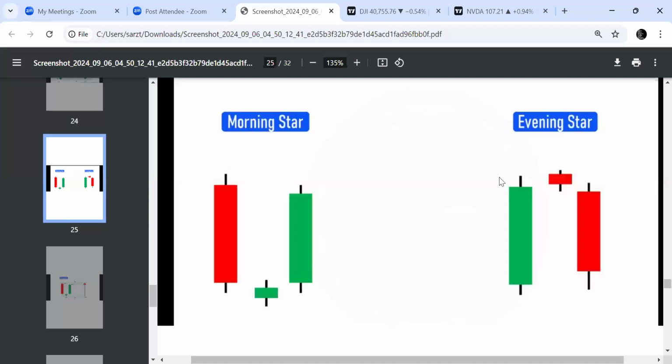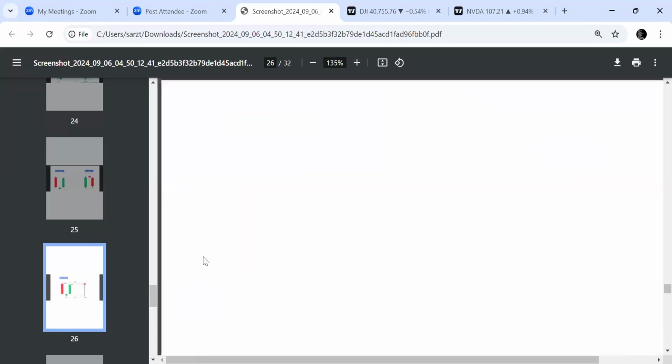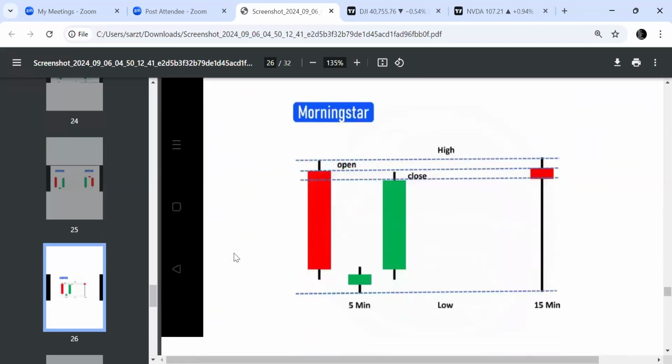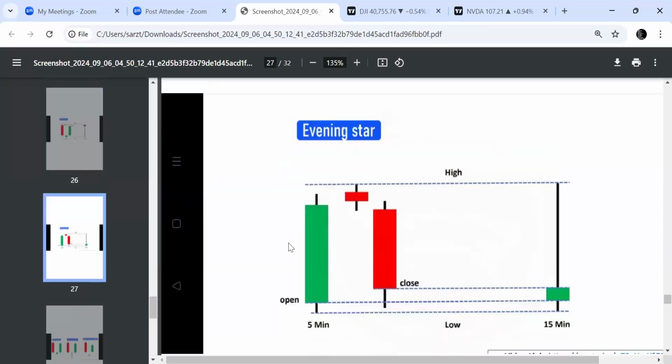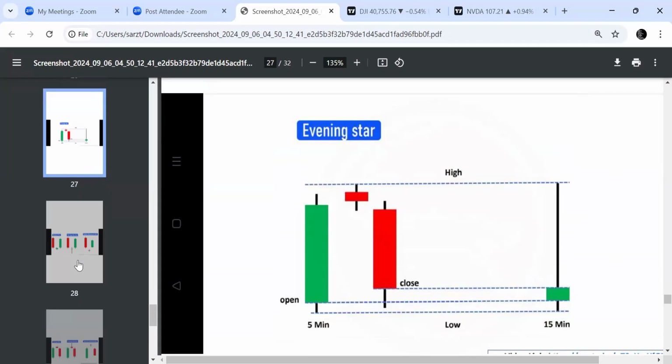And again, we need to wait for confirmation. For the morning star, the confirmation is if the next candle forms above the previous close. And in the evening star, if the next candle forms below the previous close, it indicates a confirmation. And now, if you are checking the morning star in lower time frames, in the higher time frame a hammer will form. And if you are checking the evening star in a lower time frame, in the higher time frame a shooting star will form.